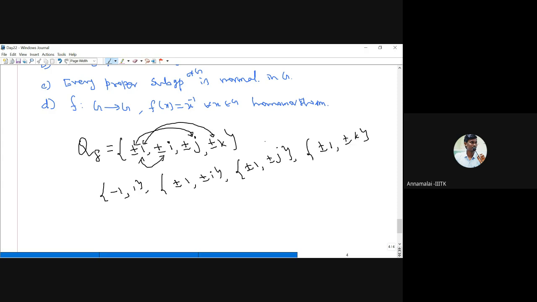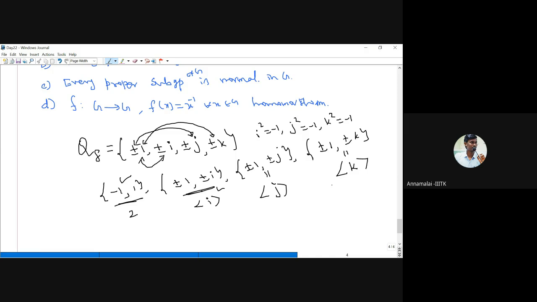What are the conditions? I square is minus 1, J square is minus 1, K square is minus 1. And I into J is K, J into K is I, K into I is J. We know that one. Now, the first subgroup is cyclic, because its order is 2, and any group of prime order is cyclic. The second contains 4 elements and is generated by I or minus I, so it is also a cyclic subgroup. The next is generated by J or minus J, also cyclic. And the last is generated by K: K square, K cube, K power 4, and K power 4 is 1. So this subgroup is spanned by the single element K or minus K.